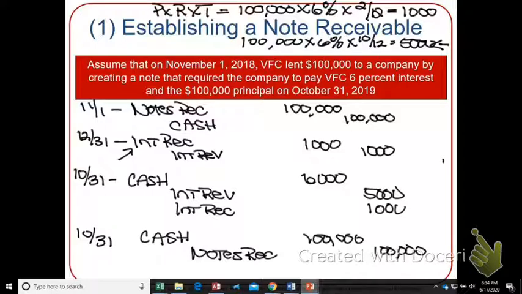Now, I'll go through a couple of the slides, but does that make some sense? Going through first, recording the fact that you lent somebody money, recording the revenue that you earn in 2018, collecting the revenue, showing the revenue you earn in 19, and then the revenue that you collected, interest receivable, and then collecting the note. Okay. Let's go to the next slide.